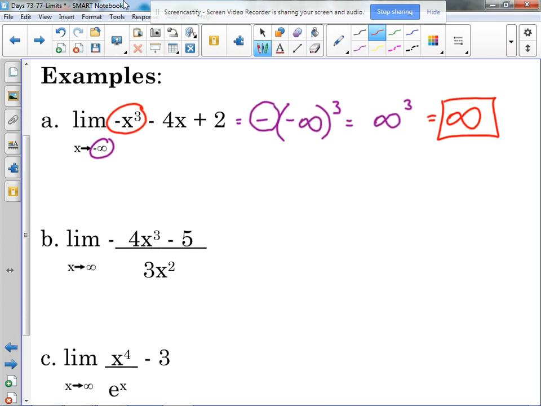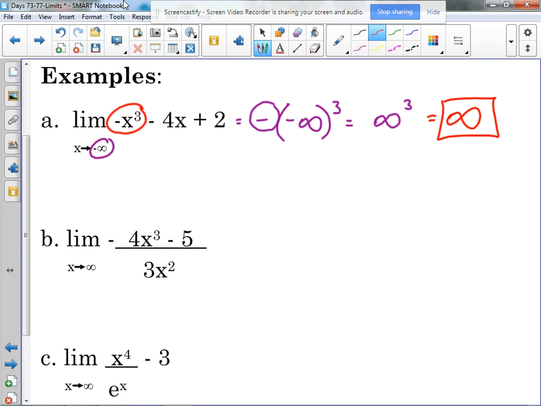Let's look at a rational function here. We've got negative 4x cubed minus 5 over 3x squared. Anybody remember what the horizontal asymptote to this one is? If the degree of the numerator is greater than the degree of the denominator, there isn't one. There isn't one.